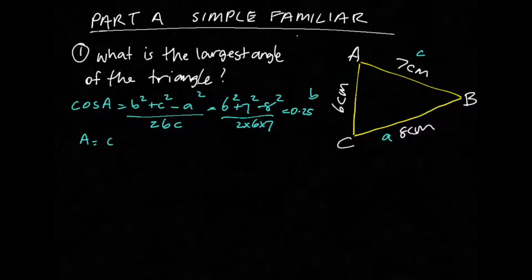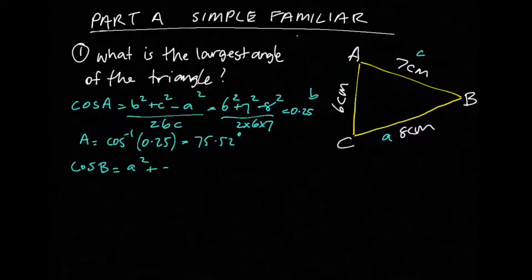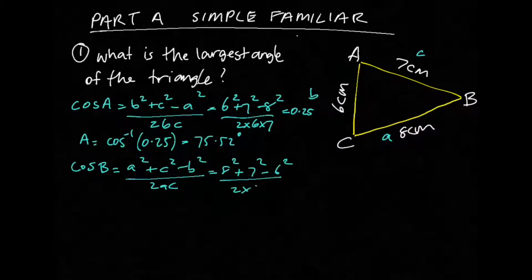So A equals the cos inverse of 0.25, you should leave that in your calculator without rounding it off, equals 75.52 degrees. Now we go on to find cos B equals A squared plus C squared minus B squared, all on 2AC, equals 8 squared plus 7 squared minus 6 squared, all on 2 times 8 times 7, and that'll get you 0.6875. Leave it in the calculator.